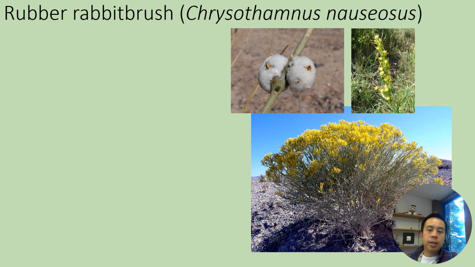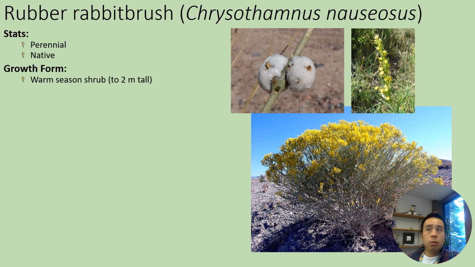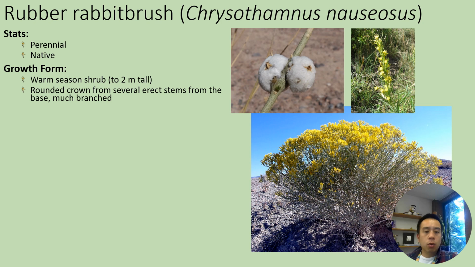So Chrysothamnus nauseosus, or rubber rabbitbrush, is a perennial native plant, and it grows also as a warm season shrub up to 2 meters tall. It often has a rounded crown, as you can kind of see here, that is created from several erect stems from the base. And oftentimes it's very highly branched, and it usually flowers from June to September.